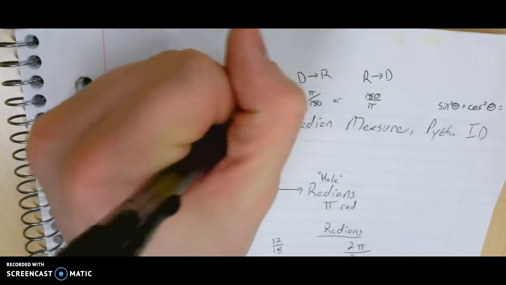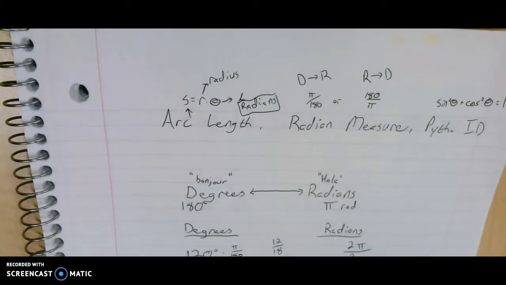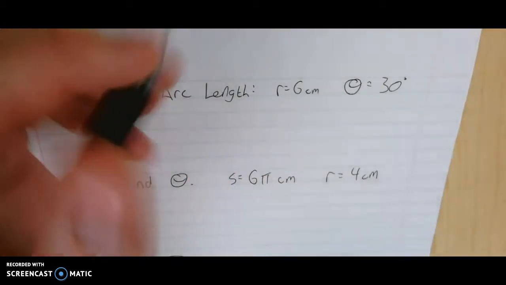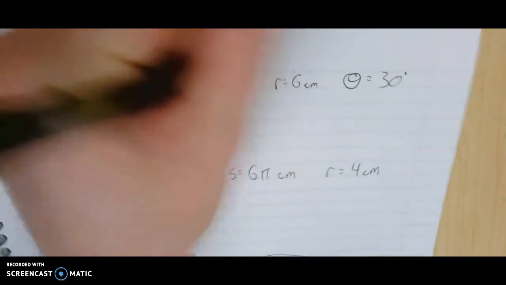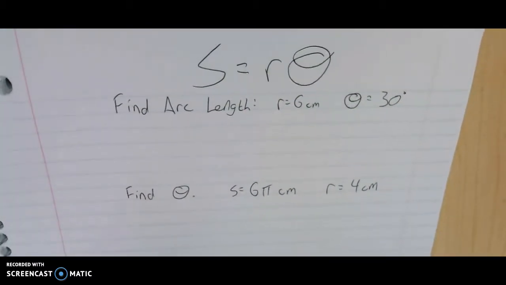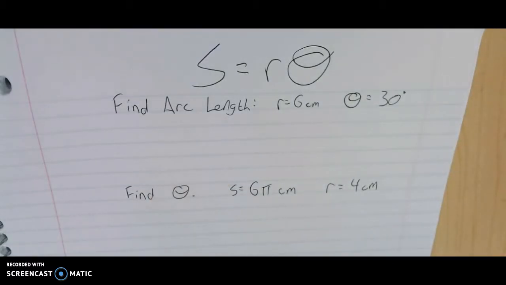So more times than not, well, in this class it's going to be always, you're going to see pi in your theta. So I've got two examples here. We want to find the arc length given the information here. Again, the formula is S equals R theta. For all of these problems, you'll be given two of the three letters. You have to work backwards to find the third.